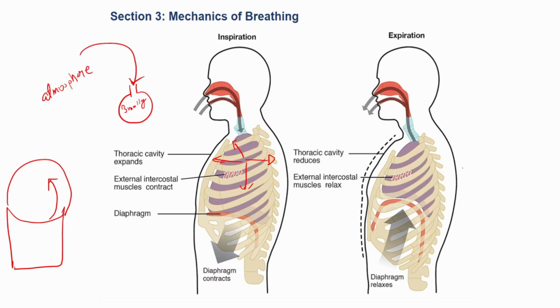And what happens when you breathe out during normal, quiet breathing? This process is completely passive. Quiet expiration does not require any active muscle contraction. Instead, the diaphragm and the external intercostals simply relax. The diaphragm moves back up to its dome shape. You see, the shape has become like a dome right now, and the ribs drop back down.